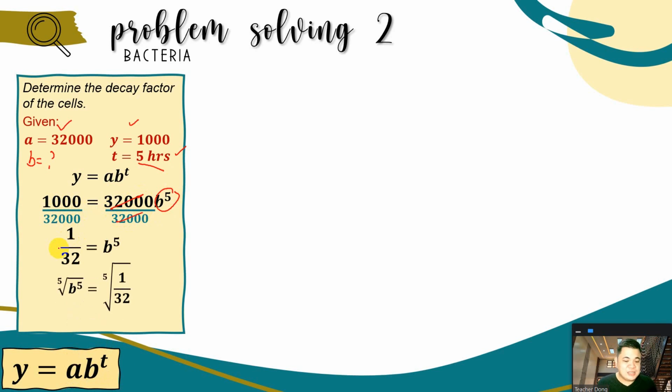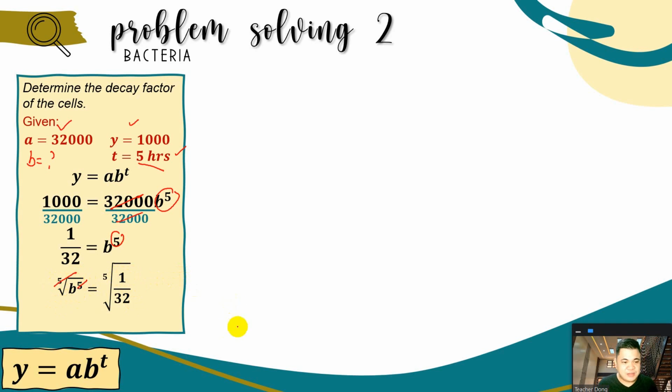Then the next thing is, we still have the exponent of 5 here. How can we remove it? We have to extract the root of both sides. So for you to remove 5 in B, you have to have the 5th root of B raised to the 5th power. So just cancel this. How can we simplify the 5th root of 1 over 32?